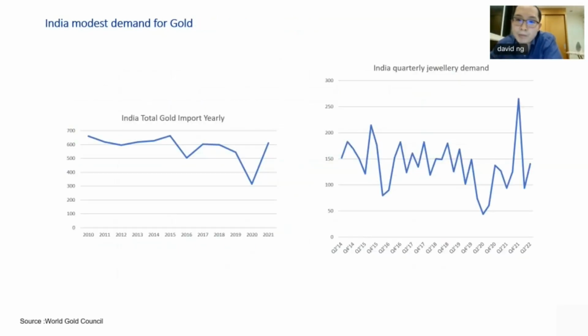Now, the reason I put up this chart is just to show you that India is also a very big player in terms of jewelry demand. And again, just look at China and India. As long as they are buying more, importing more gold, generally they are giving strong support for the gold market.